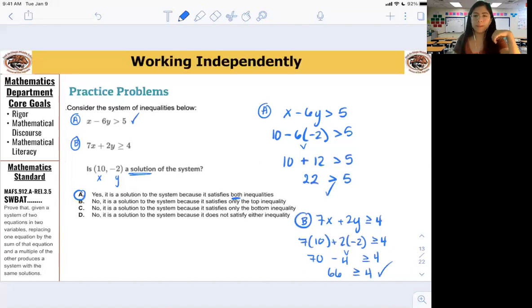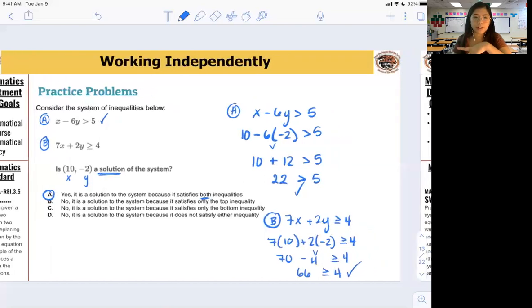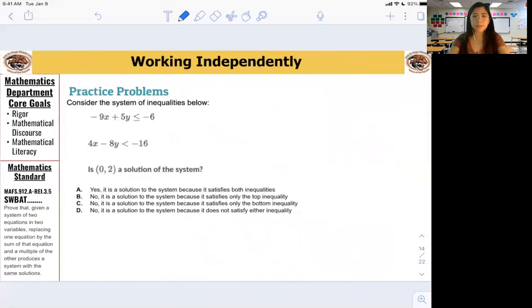Okay. So in that case, there's one more very similar. I want you guys to try this one on your own. I'll give you guys about 3 minutes.